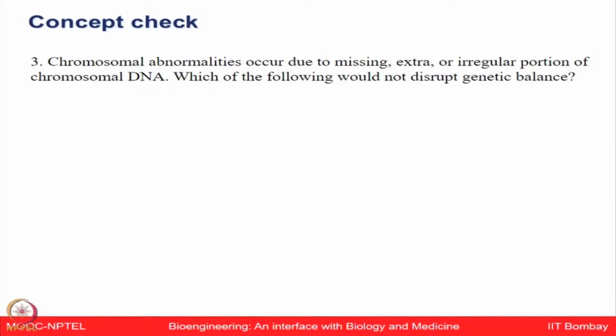Chromosomal abnormalities occur due to a missing, extra or irregular portion of chromosomal DNA. Which of the following would not disrupt genetic balance?